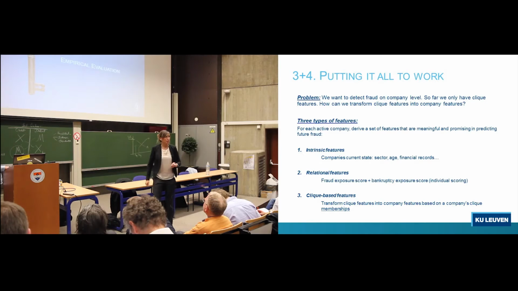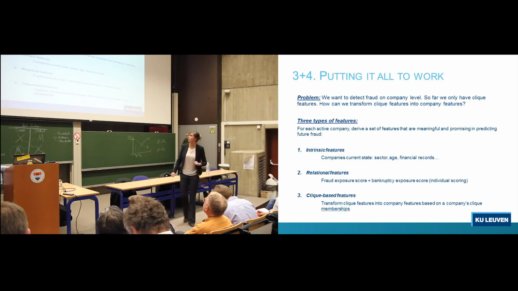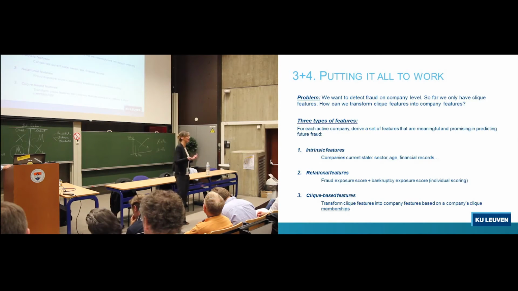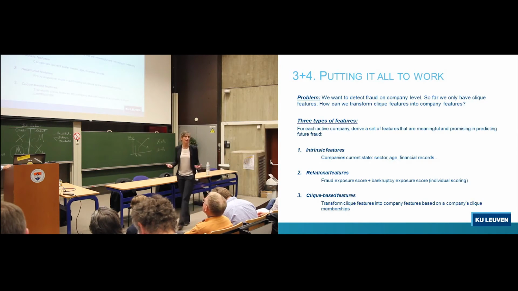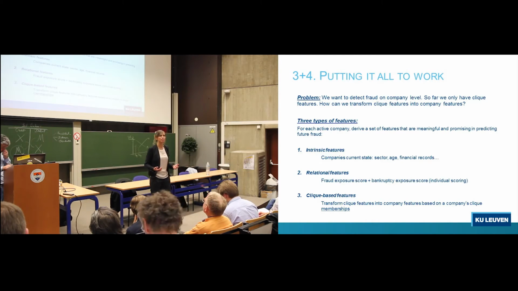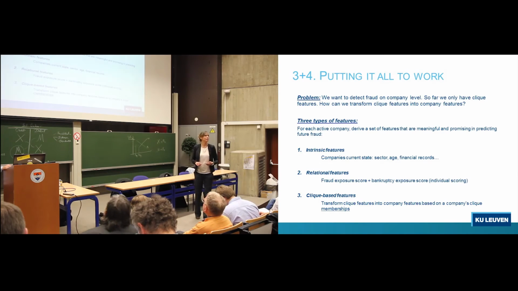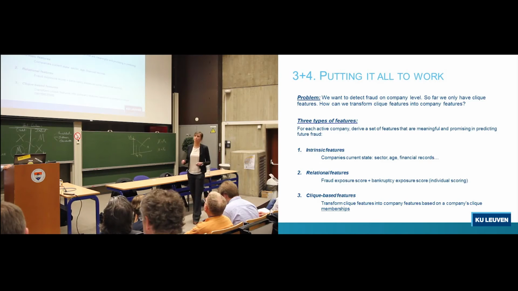Now, we derive some features, and we identify 3 sets of features. The first set of features are intrinsic features. And these are actually the features that occur in isolation. I do not need any network analysis to compute them. What are these kind of features for companies? Well, this is age. The age is not influenced by networks. The sector is also not influenced by the network. Financial statements are also not influenced by the network.